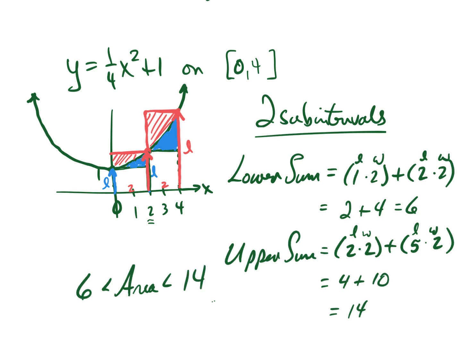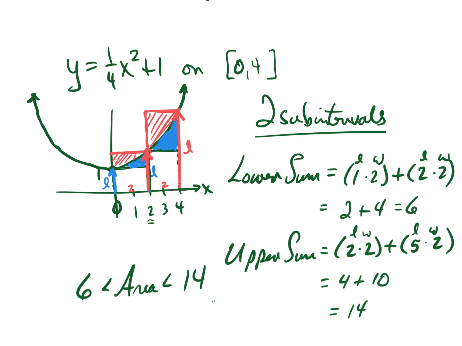Agreed? The blue made it too small. The lower made it too small with the blue wedges. The upper, with the red wedges, made it too big. So the actual area has to be somewhere in between. Okay? So can we get any better? Can we do any better?